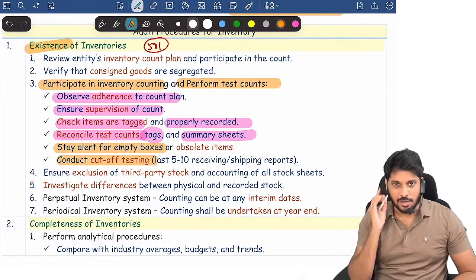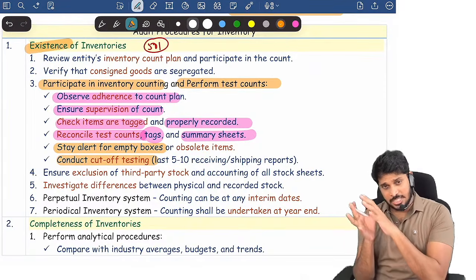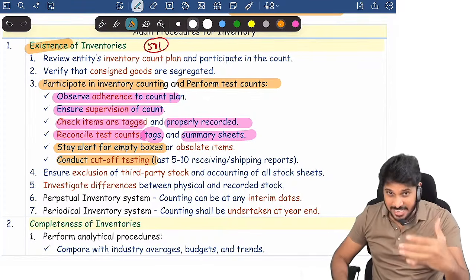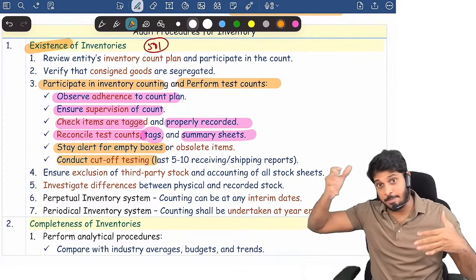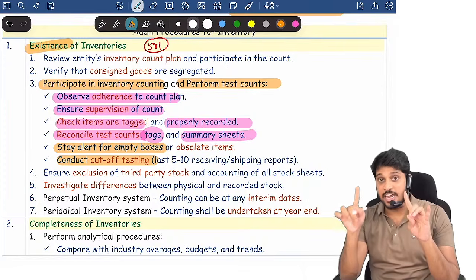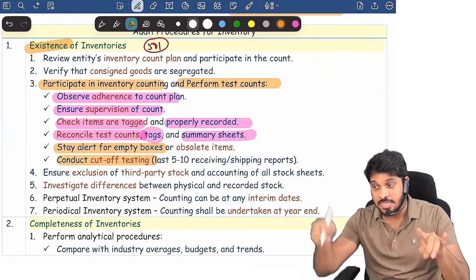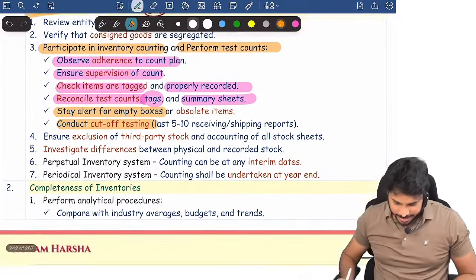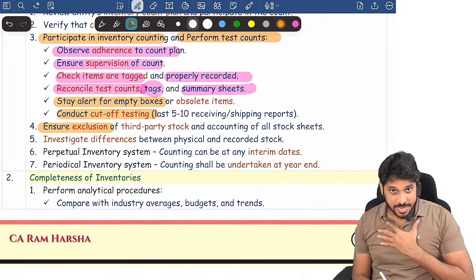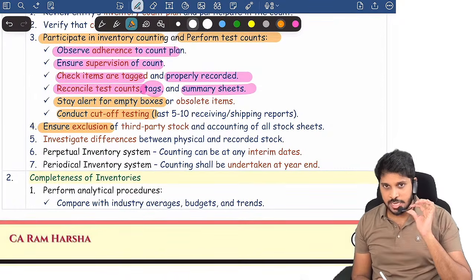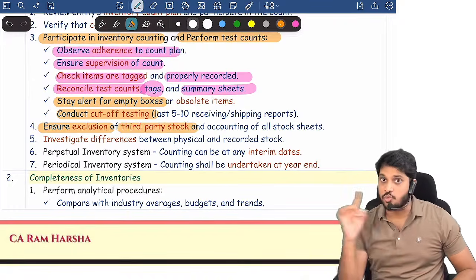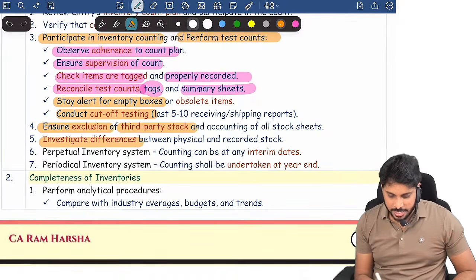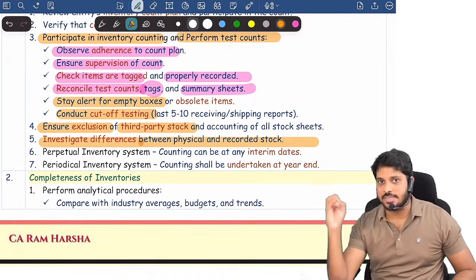And conduct cut-off testing, especially the last 1 week of March purchases, April first week purchases, March last 1 week sales, and April first week sales. See when they were actually delivered, when they were actually received, and see whether that is accounted in the inventory correctly or not. That's it. Next, when you are counting physical inventory, see that third party stock is omitted. Third party stock should not be considered in inventory counting. And investigate differences between physical stock and recorded stock.